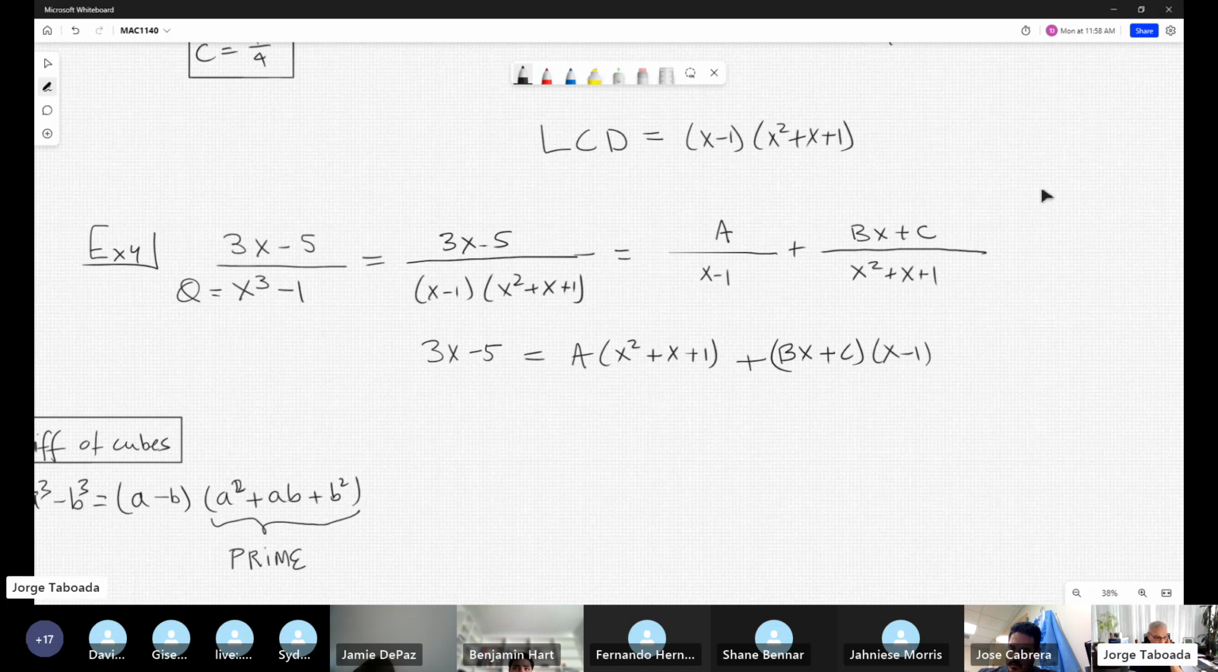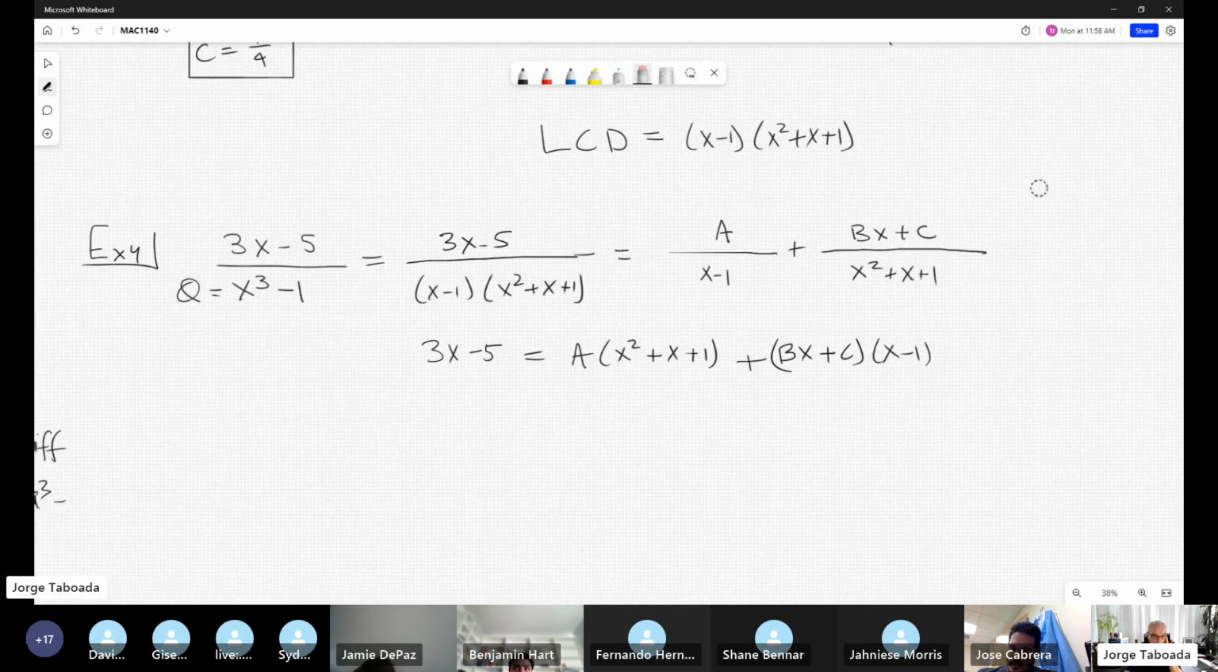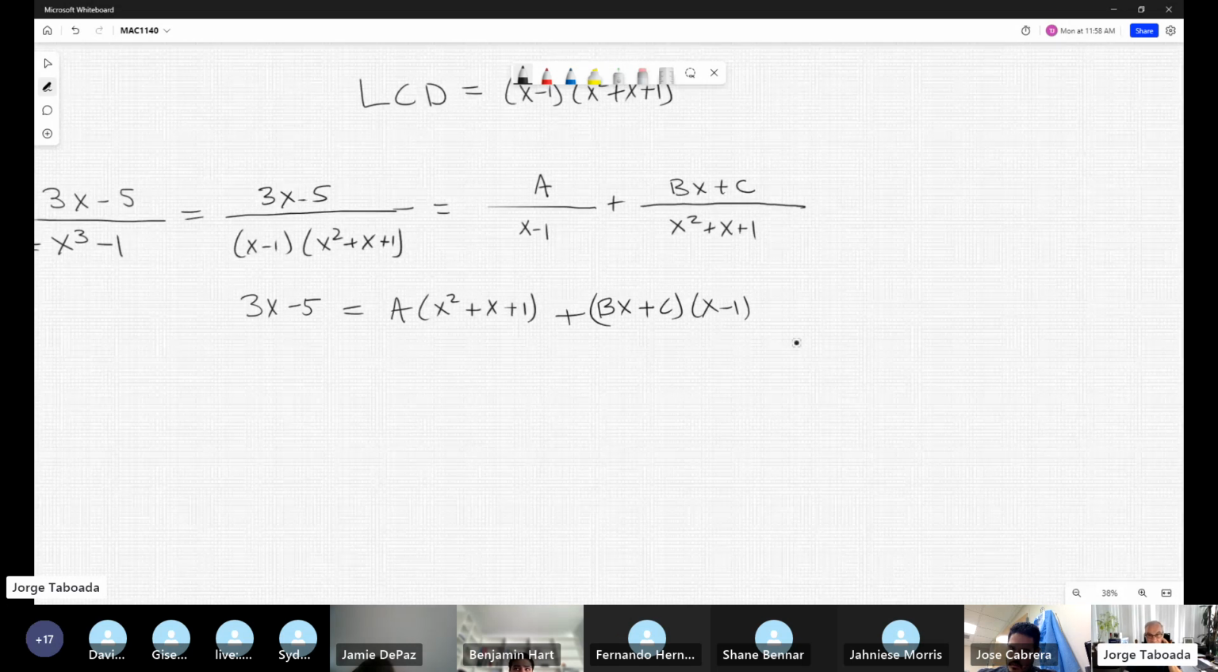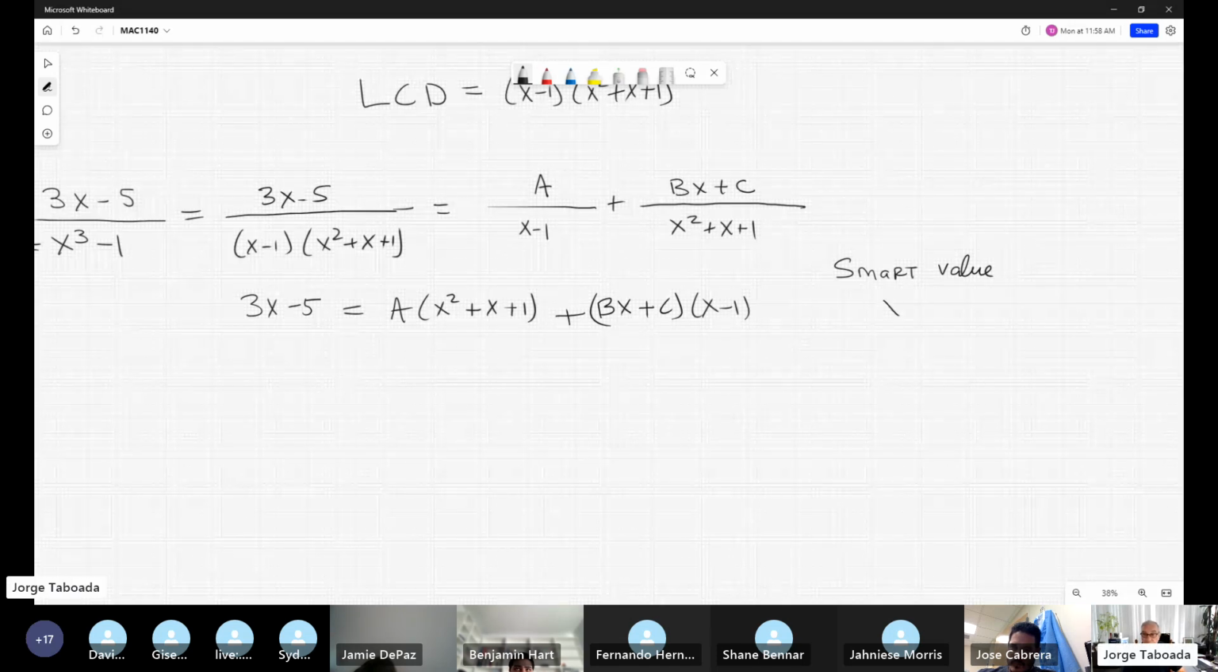Now, in this moment, I try to do my best, and my best maybe is to use a smart value. Opinion, guys, what do you suppose is a smart value? Use the chat. Positive one. Very well. Why? Because when you plug in one here, 1 minus 1 is 0, and a whole part disappears. So you can find A.